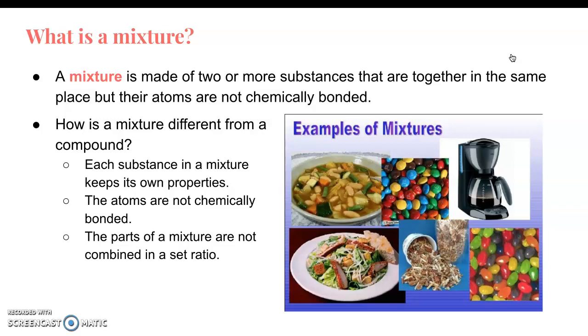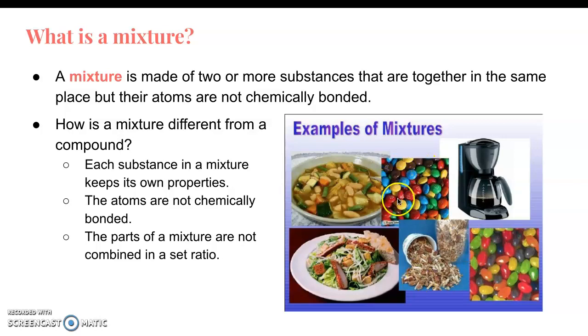This is different from a mixture. As you can see here, here's some examples of mixtures. So here we have a mixture of M&Ms. You have coffee, some trail mix, jelly beans, a salad, and some soup. So in each of these situations, you can see that even though we are mixing these things up, even though these things are together in a grouping, their individual identities have not changed.